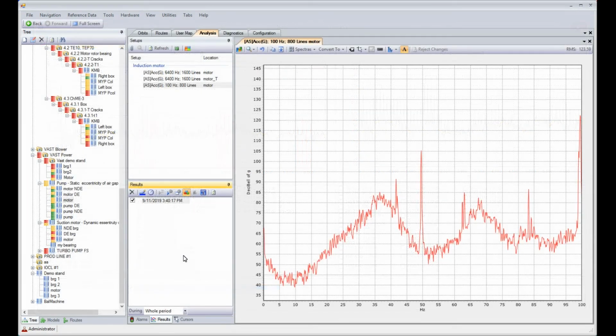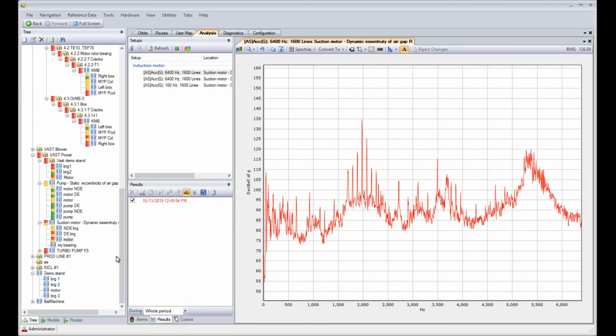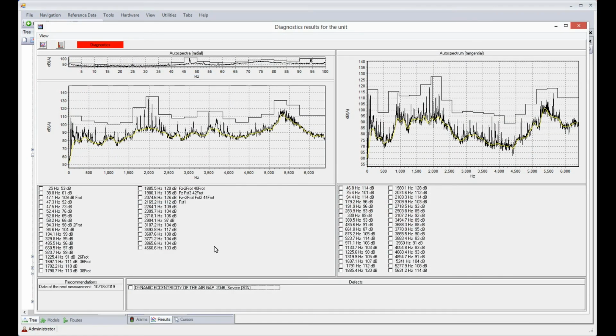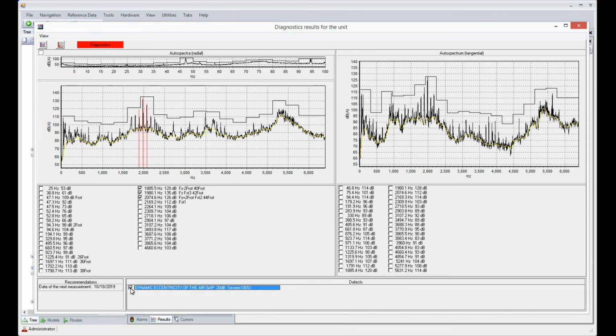The next motor that I have in this database is a suction motor from the suction pump. We can do the same, go for the diagnostics, enter the rotation speed, and here we have dynamic eccentricity of the air gap. It means that either we have a big misalignment, or we have some bent shaft, or we have some other problems of the installation of the rotor on the shaft, and the minimum clearance rotates with the rotation speed. So here is the spectrum, and here is the automatic diagnostics.